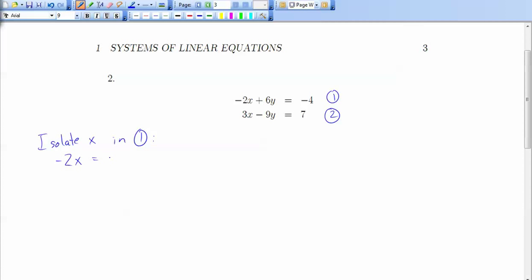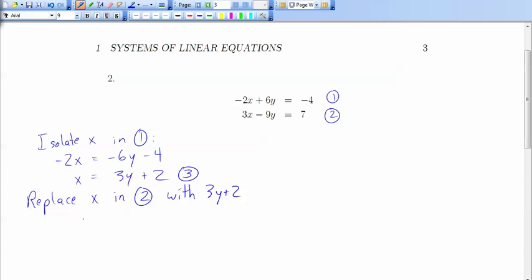So we'll get the 6y over on the other side and divide everything by -2. We'll call that equation 3. And then we'll replace x in equation 3, in equation, which one haven't we used? Number 2, with 3y plus 2. So we get 3 times (3y plus 2) minus 9y is equal to 7.